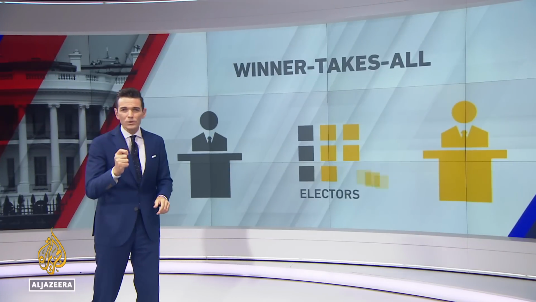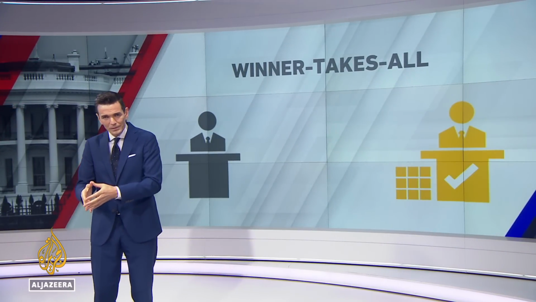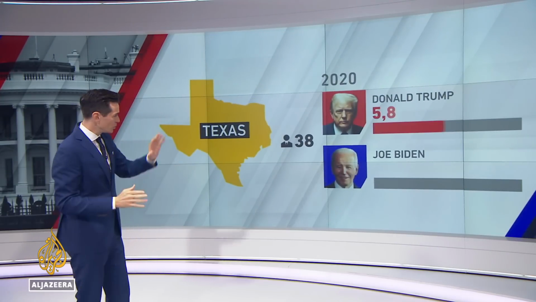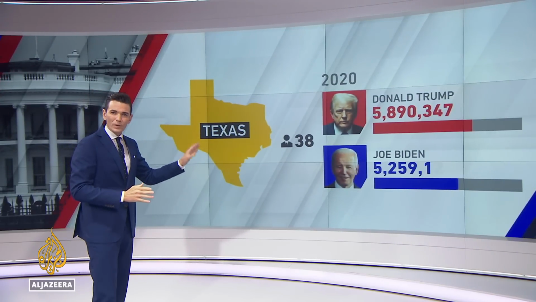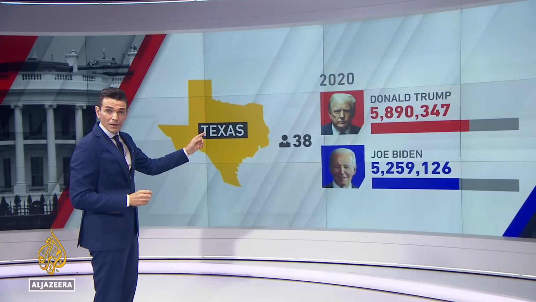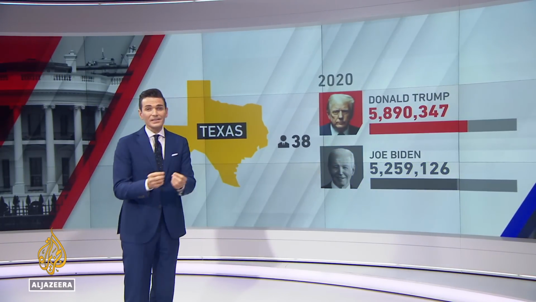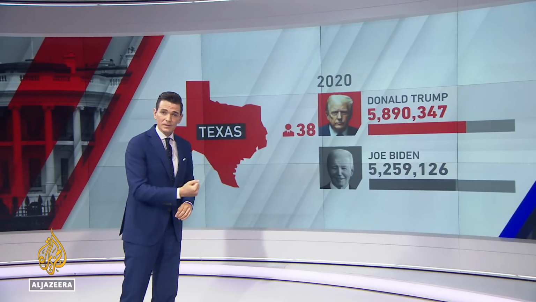Most states have a winner-take-all policy. Electors are chosen based on who wins the state's popular vote. Let's take an example. Let's take Texas. Huge state, big population. In 2020, 5.8 million voters chose Donald Trump. More than 5.2 million people chose Joe Biden. Because Texas is winner-takes-all, those millions of votes for Biden did not matter. Trump won all 38 electoral votes. Biden got nothing out of Texas.